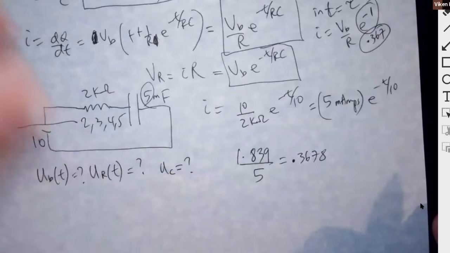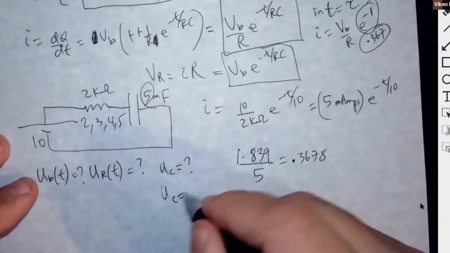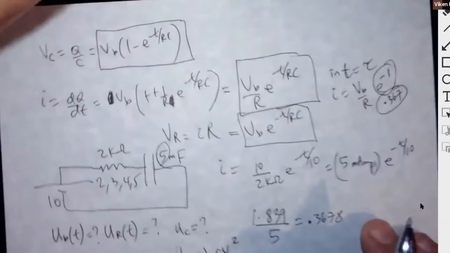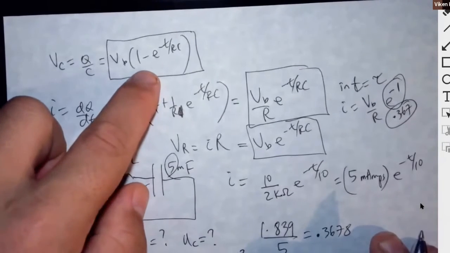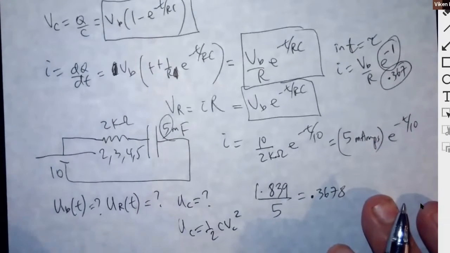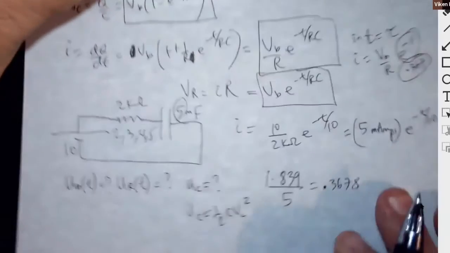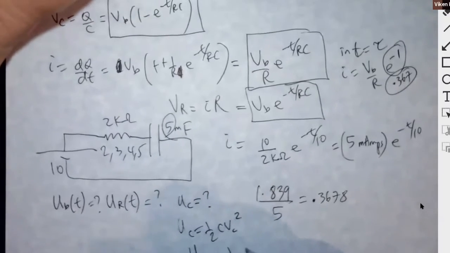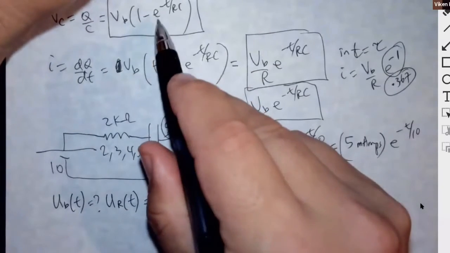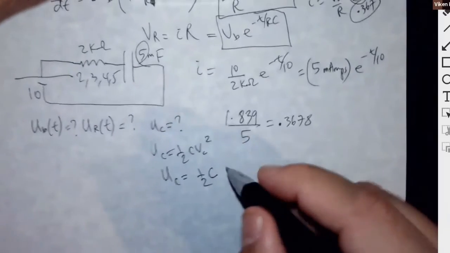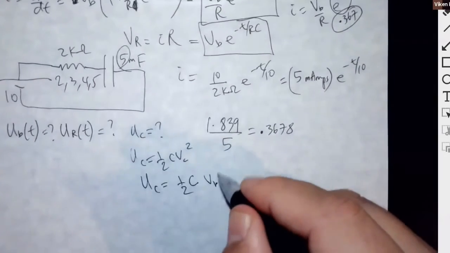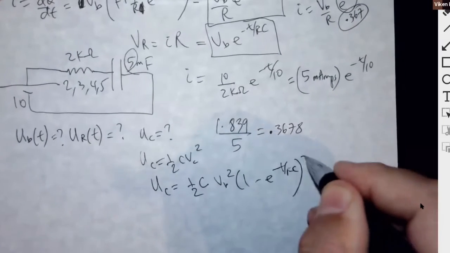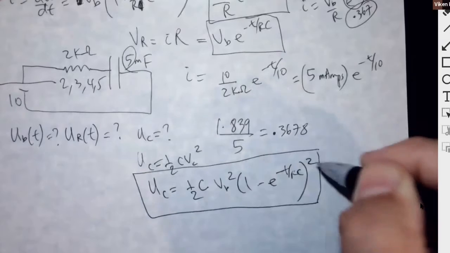pretty easy because the capacitor equation is just half C V capacitor squared. So I already know the voltage of the capacitor is this. So it's just basically the energy of the capacitor is 1/2 C, and then that equation squared. Okay, so then you just have here VB squared (1 minus e to the minus t over RC) squared. That was very quick to derive.